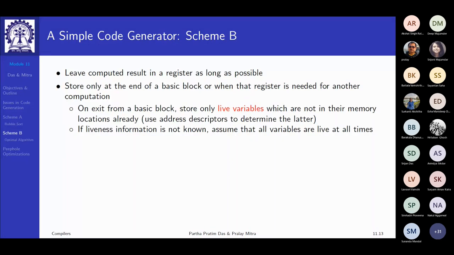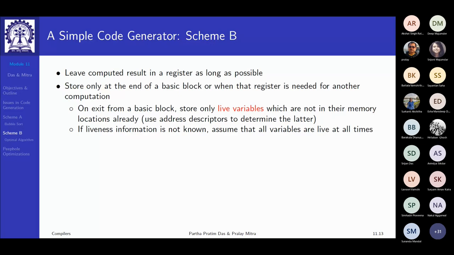We will have the live variable information that has already been analyzed. And the address descriptor will tell us whether the value of that variable is already in the memory location, because then the address descriptor will have that memory location. In that case, we do not need to store it. Otherwise, we will need to store it. But if the liveness information is not known, if that analysis data is not available with us, then we will assume that all variables are live at all times, and we have to store whatever was computed in that basic block.